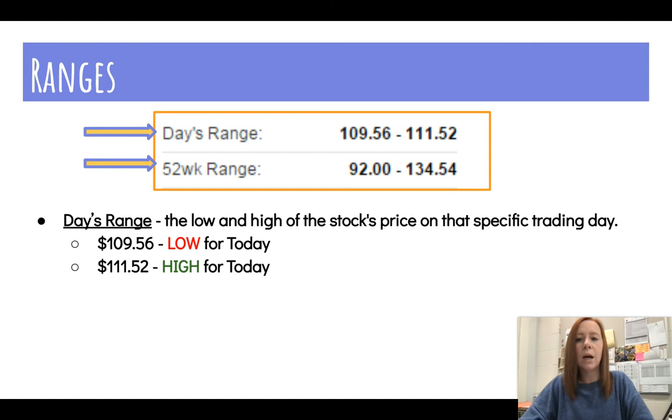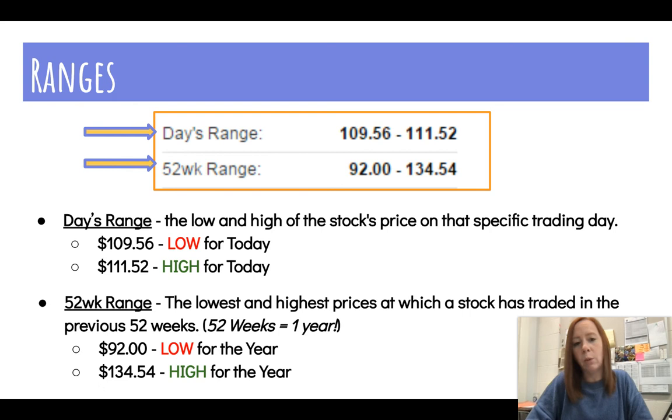So the lowest the stock went was 109.56. The highest it went was 111.52. Okay, not much differentiation there. The number I do like is the 52-week range.